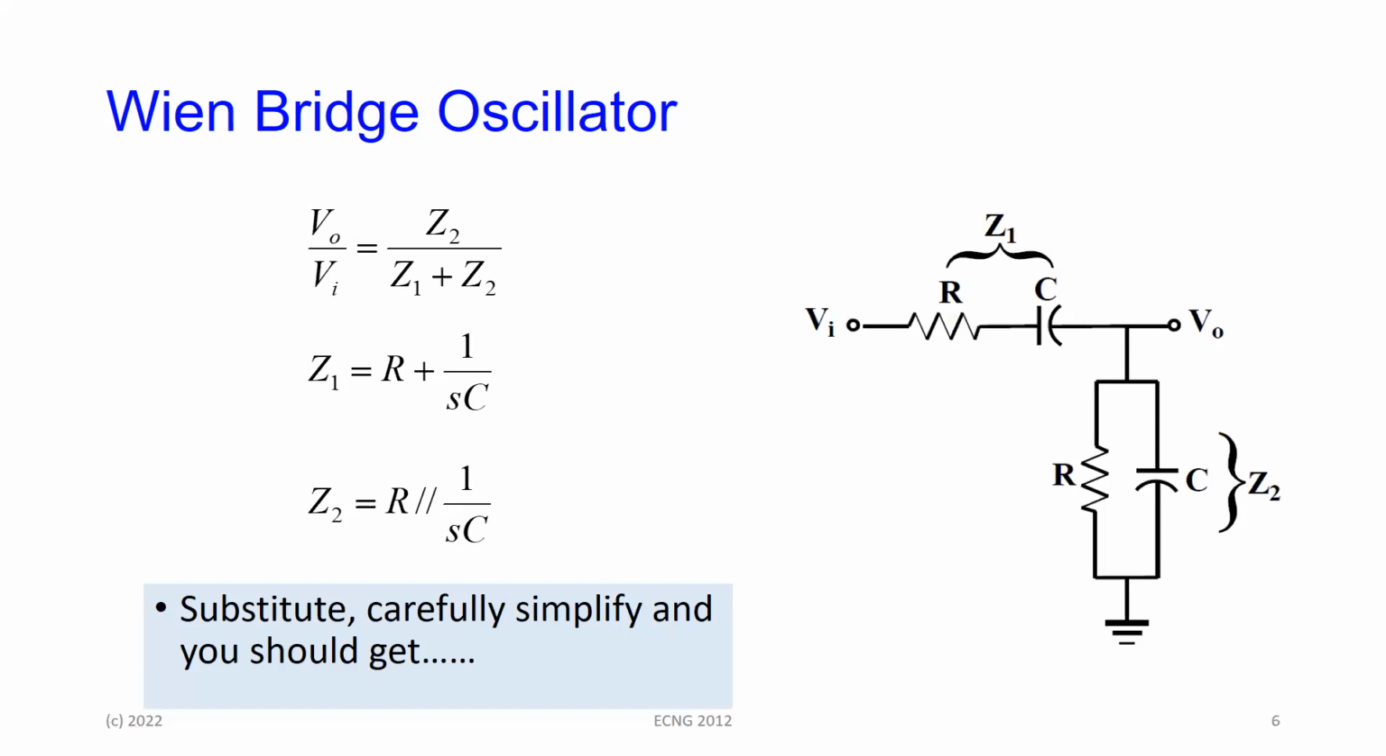If I were to do some simple circuit theory, V out over V in, each of these is just 2 impedances in series, so the output is simply an impedance divider. So V out over V in is Z2 over Z1 plus Z2. Z1 is R in series with the capacitor, so that's R plus 1 over SC, once we're in the S domain. And Z2 is R in parallel with the capacitor, 1 over SC.